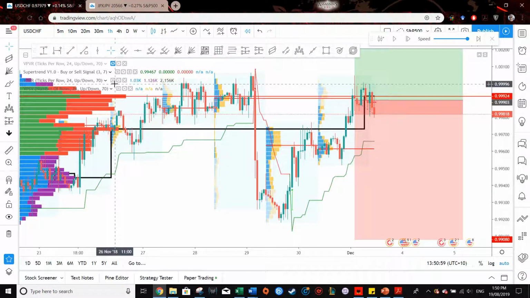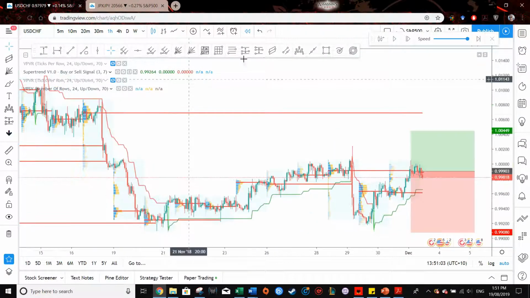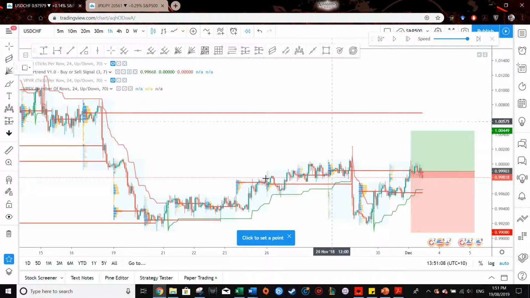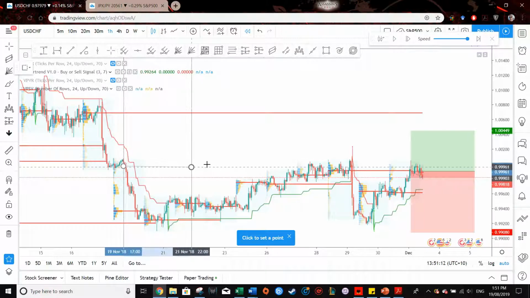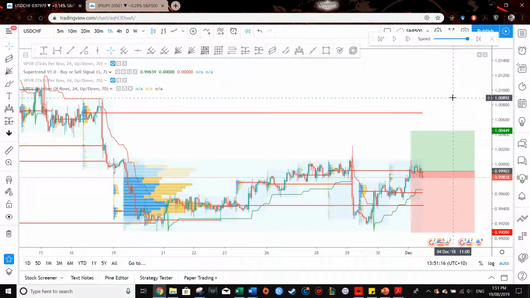Even look at this one. This point of control, it's obvious. You know what? There's only one more thing: the fixed range. This will be an example of how to place a fixed range. I'm going to start here and drag it straight to there. Ooh. No, that doesn't really change my mind. I'm going to stay in a short.